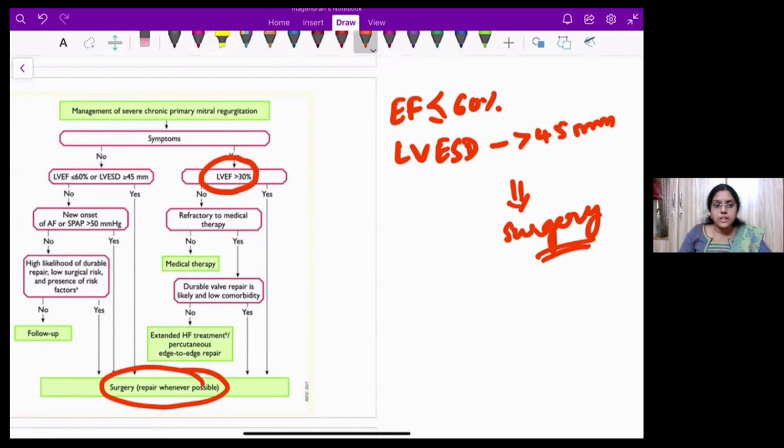So you need to understand how we are treating chronic primary mitral regurgitation. That is how we treat the mitral regurgitation. How do you manage the failure? It will basically be digoxin, diuretics, ACE inhibitors, all those medications you can give. And then if the patient is not responding, you can take up the patient for surgery.